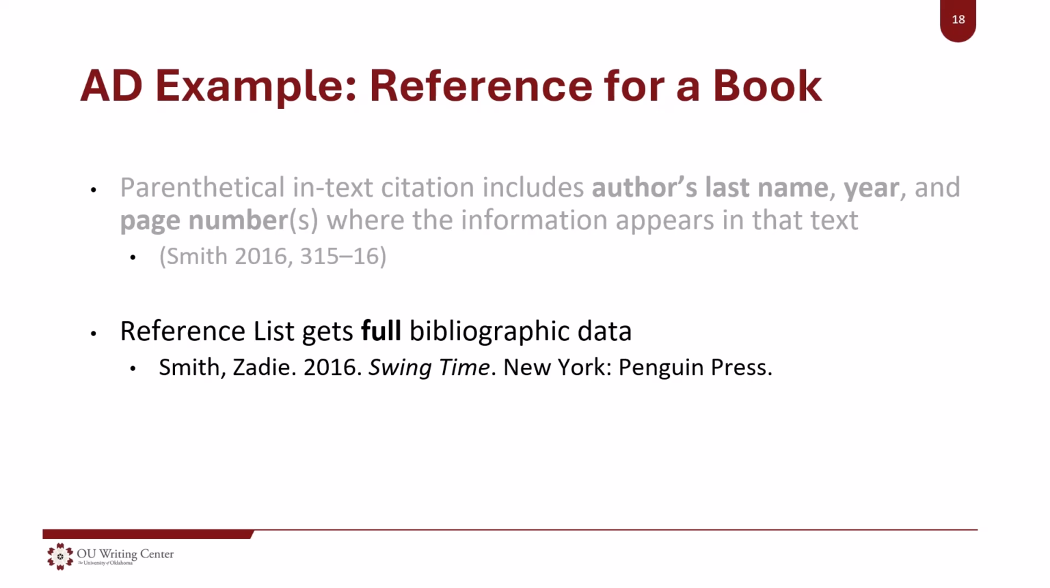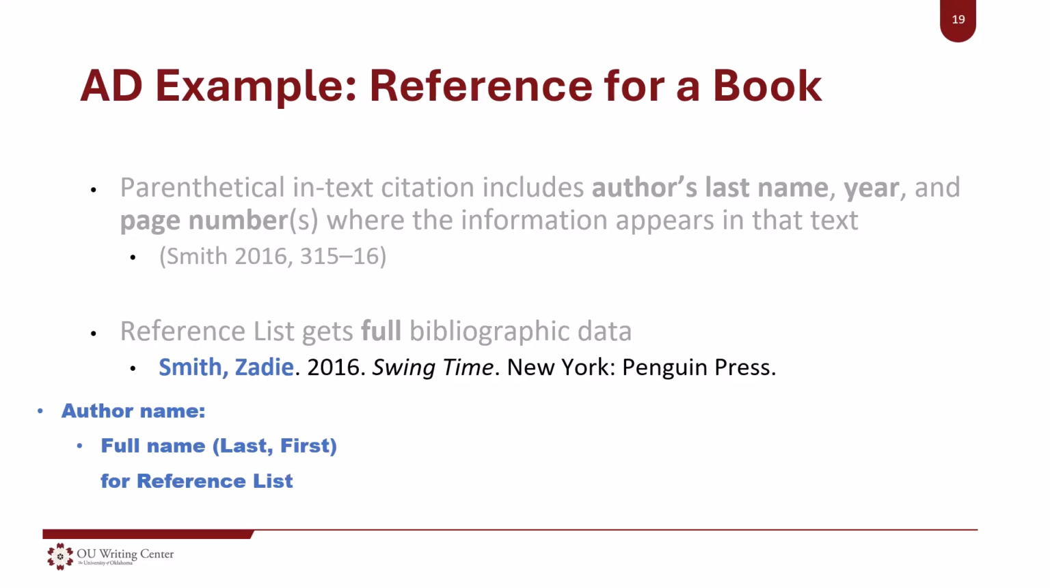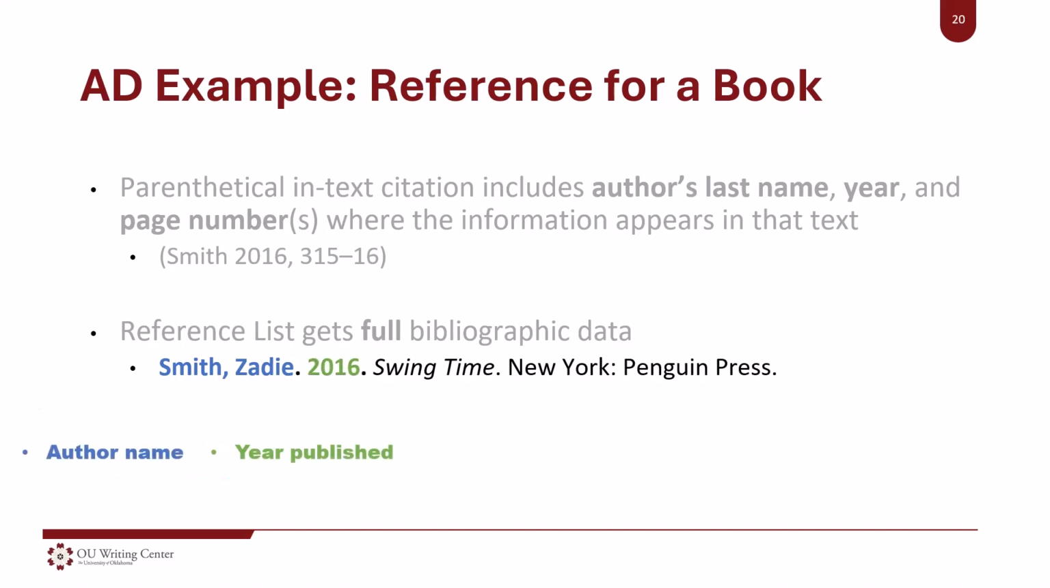Reference list entries contain full bibliographic data. Again, please note that the example we are using is a book source. In a reference entry, the author's full name in last, first format comes first. Next comes the year that the book was published. Then comes the publication title, both title and subtitle. Please note that the title is in italics and followed by a period. When writing or revising your reference entries, make sure those details are formatted correctly to avoid confusion.